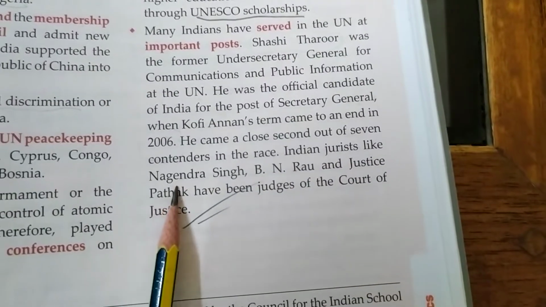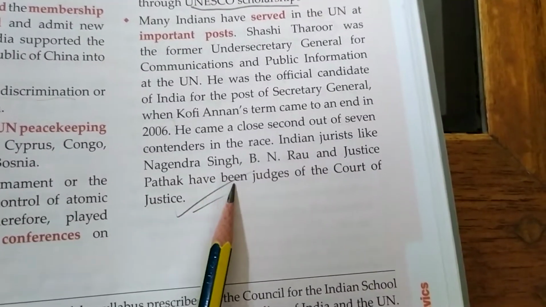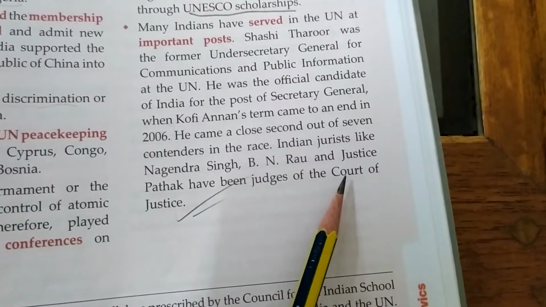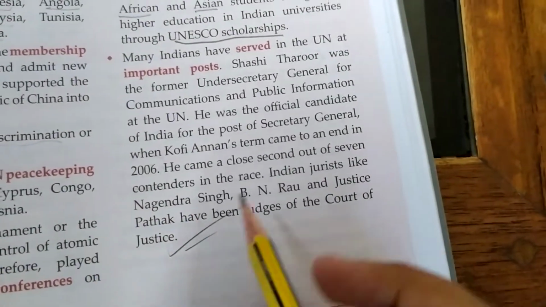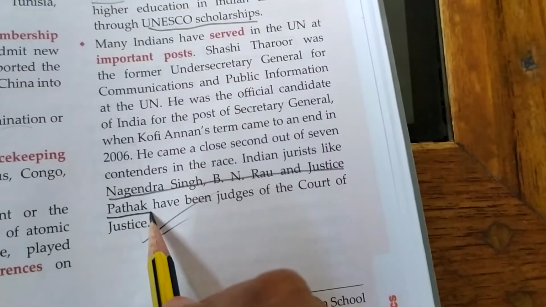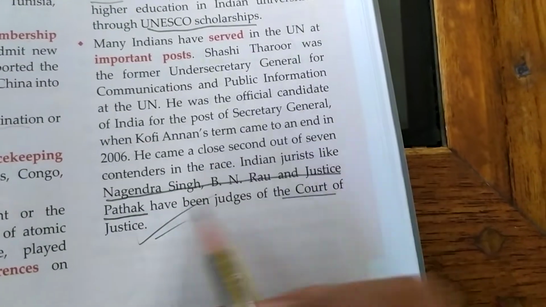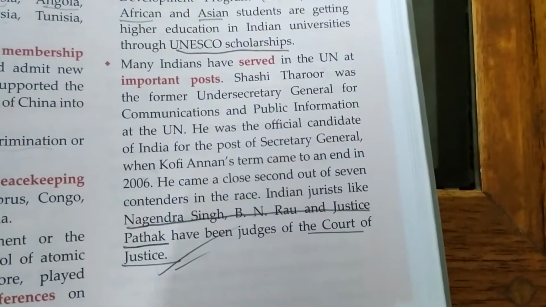Indian jurists like Nagendra Singh, B.N. Rao, and Justice Pathak have been judges of the International Court of Justice. So please remember these 3 judges' names. They were Indians who served as judges of the International Court of Justice of the United Nations.